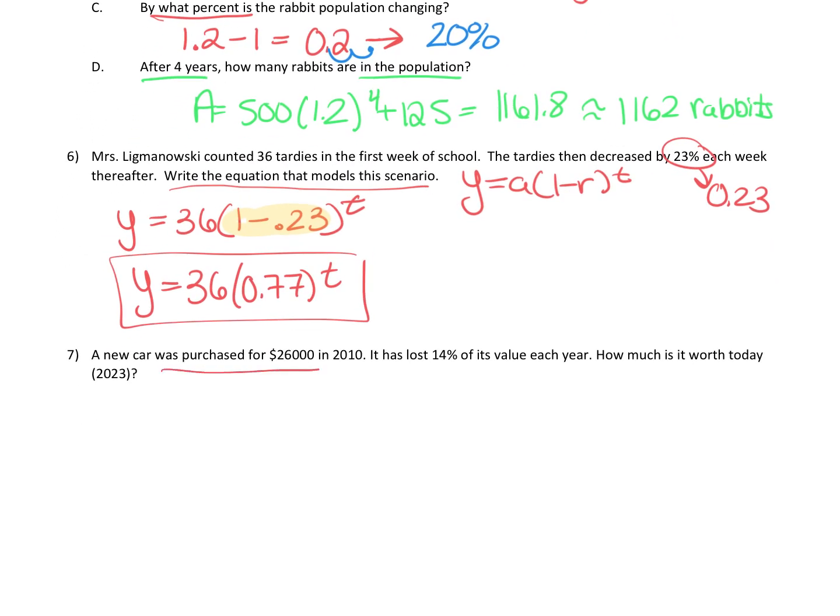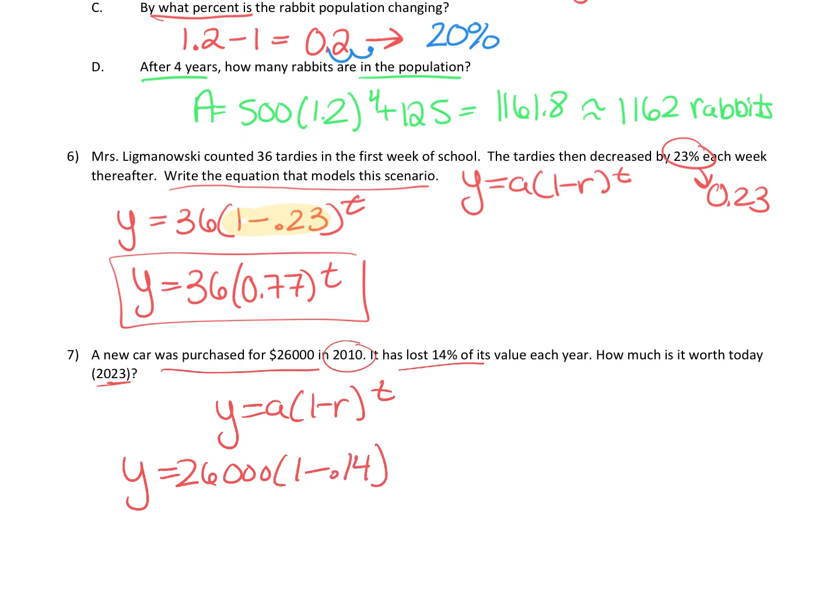A new car was purchased for $26,000 in 2010. It lost 14% of its value each year. How much is it worth today in 2023? So now we're going to write a decay equation just like we did above, but we're actually going to solve. So y equals, my initial amount was $26,000 times 1 minus the rate of decay, which is 14%. Again, turned into a decimal. And then t is time.